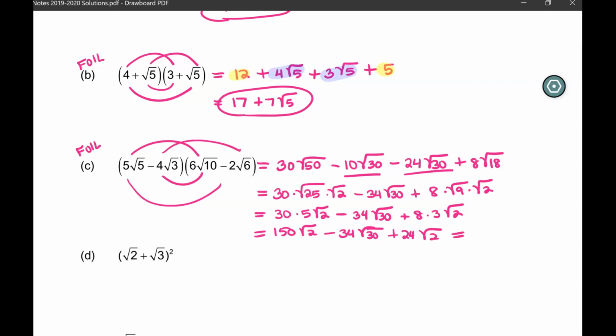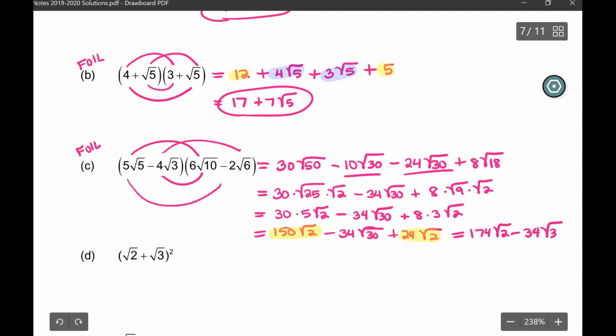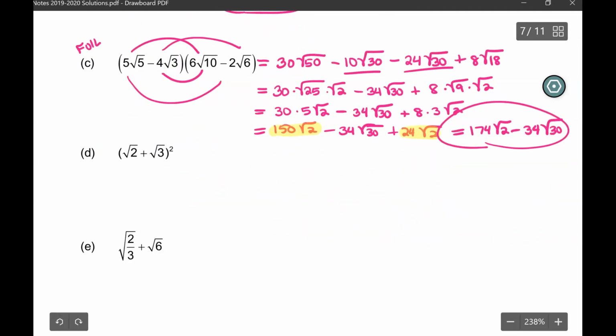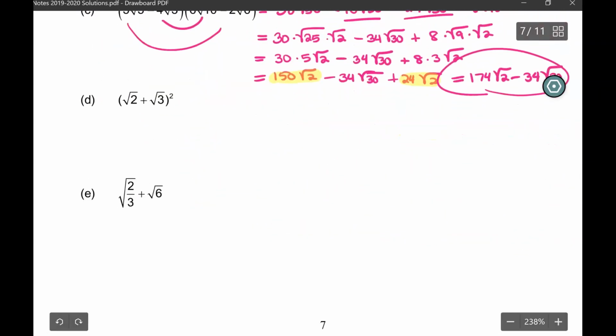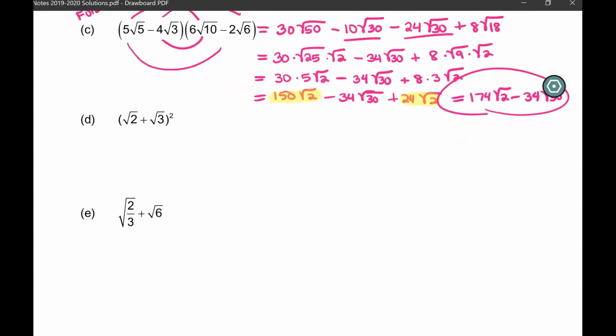So I'm going to combine these two because they both have a square root of 2. So that'll be 174 root 2 minus 34 root 30. Two more to go. Okay, this one is actually a little shorter.